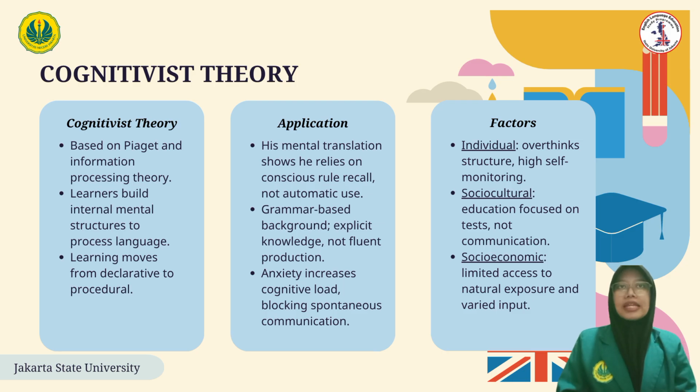This theory sees language learning as a mental process, where learners actively organize and store information. It moves from declarative knowledge, knowing rules, to procedural knowledge, using them automatically. His habit of translating before speaking shows that he is still at the declarative stage. He knows grammar consciously but cannot use it fluently. His grammar-based schooling built his explicit knowledge but not automaticity. Also, anxiety adds cognitive load, making him overthink rather than speak freely. From this view, Andi needs meaningful tasks that connect knowledge to real use, so his language becomes more automatic.